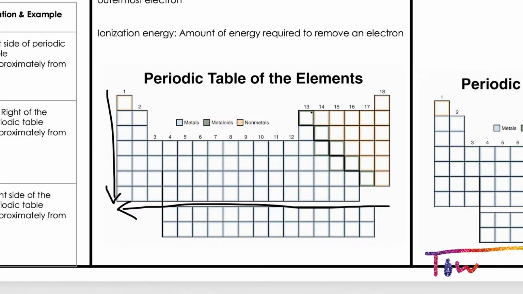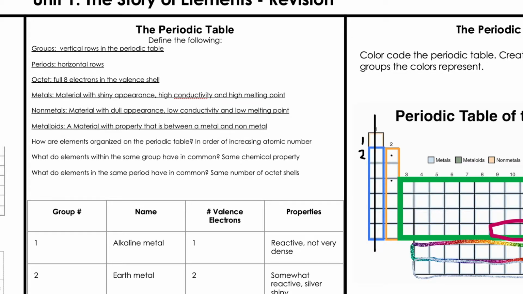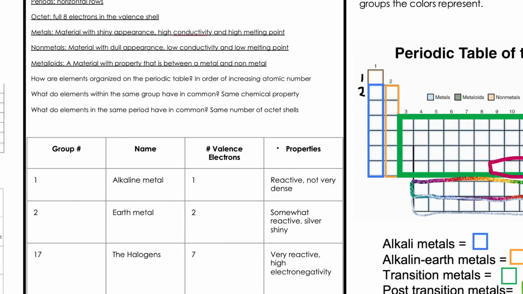Groups, vertical columns in the periodic table. Period, horizontal rows. Octet, full 8 electrons in the valence shell. Every element wants to have an octet. They want to have that full 8 in the outermost shell. So they would either lose or gain electrons to get to that point. There are also some elements that already have the 8 electrons on the outside, so they would just stay the same and stay non-reactive most of the time.